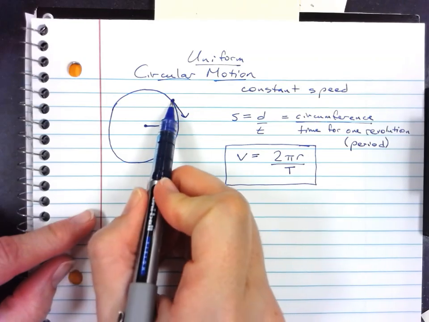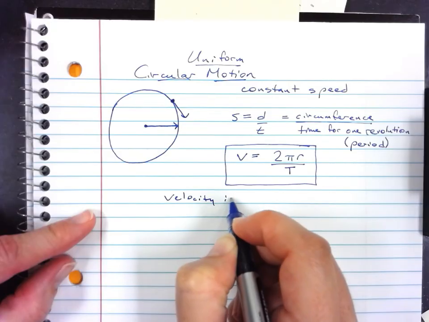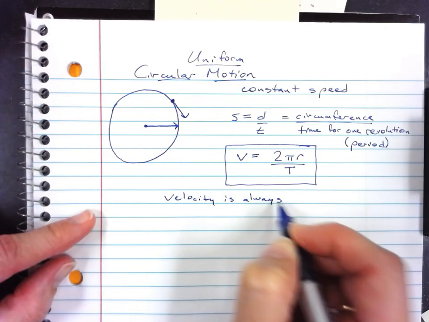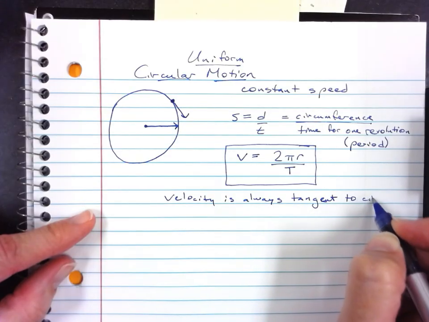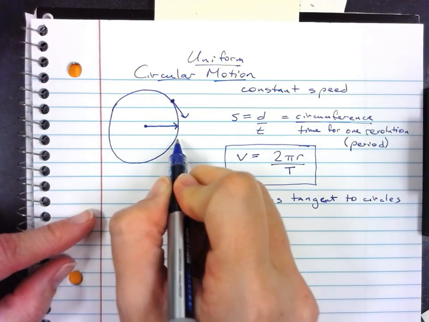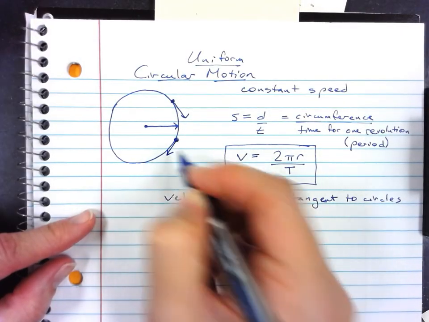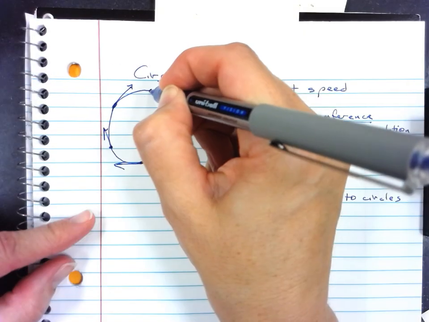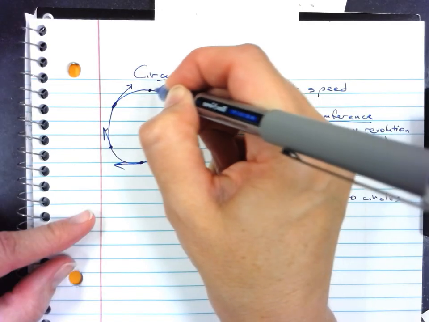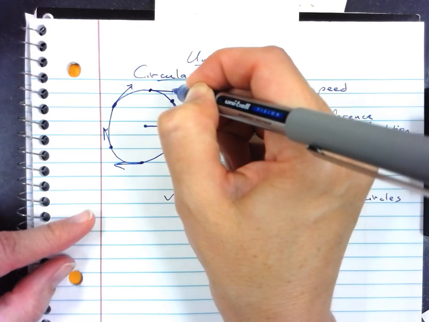Direction, it's always tangent. The velocity is always tangent to the circle. When this object is at this later point, it's no longer moving that way. It's moving tangent to the circle. Always, always tangent to the circle. Okay, so these are all the velocities.